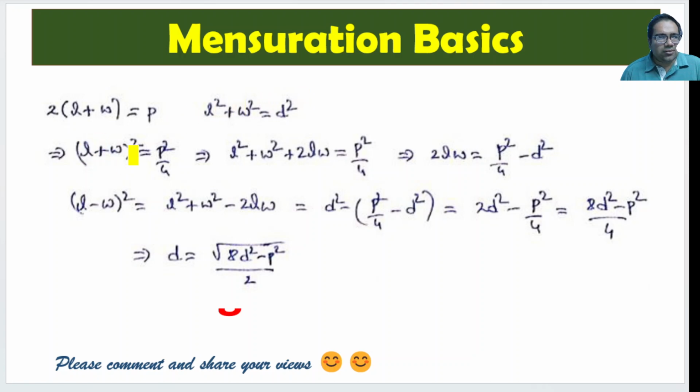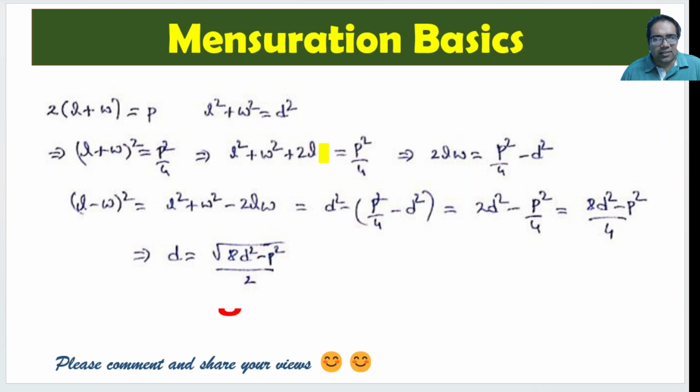Right. So now let's do (L plus W) whole square, which is nothing but (a plus b) whole square. What is (a plus b) whole square? a square plus b square plus 2ab. So L square plus W square plus 2LW. Right, this equals P square by 4, because L plus W is P by 2. (L plus W) whole square is (P by 2) whole square, which is P square by 4. So we arrived at this result.